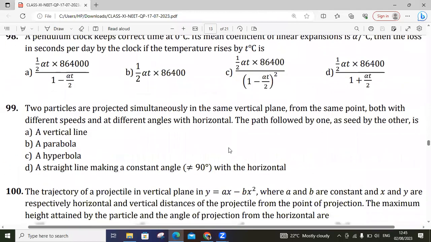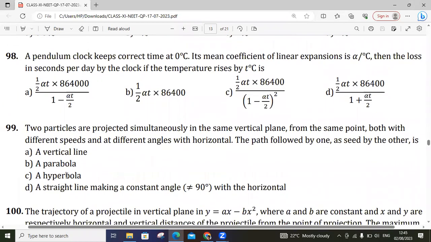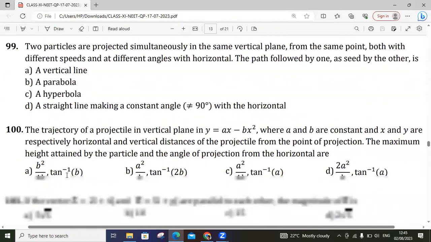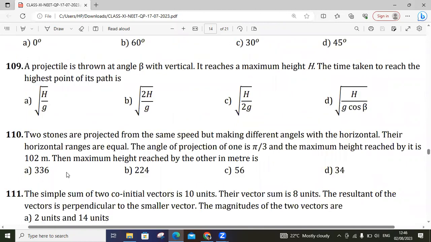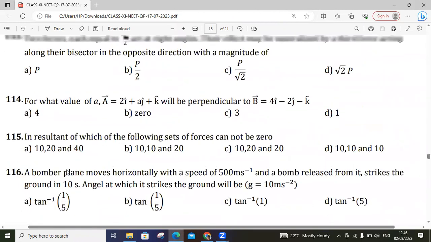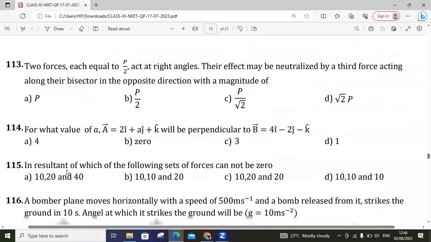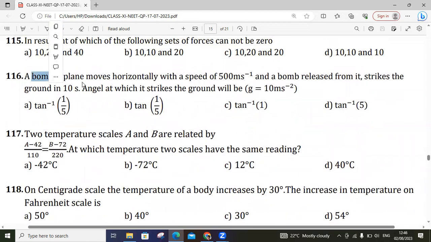Yeah. Then we'll go for 28 is over. 99 is nothing. It is Chirag sir's particle. Okay. From here I have to start.